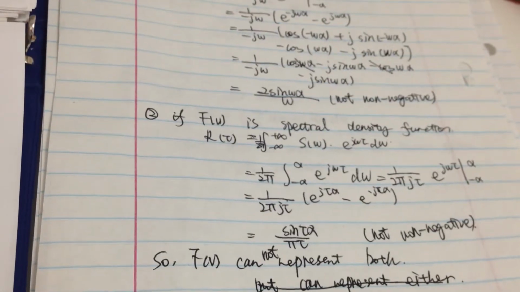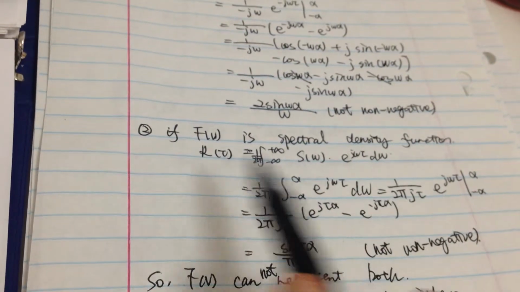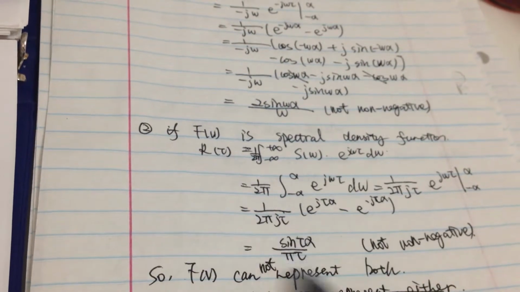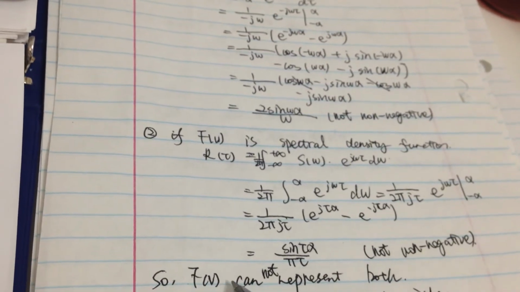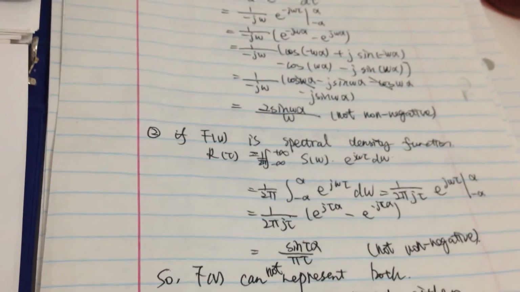And here, we use a similar way to get the autocorrelation function. This is non-negative as well. So f could not represent both.